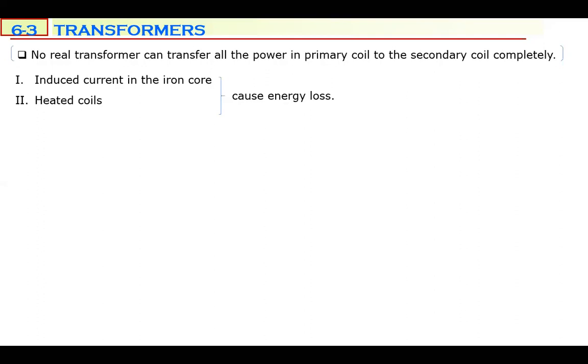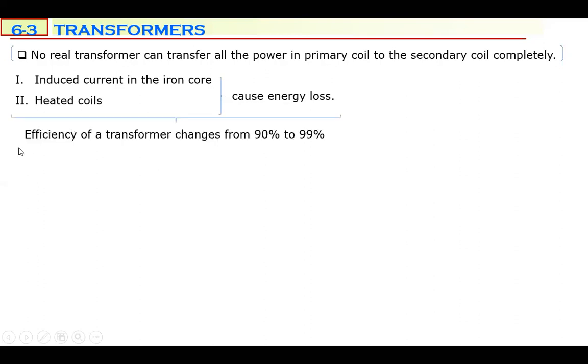There are two causes for them. These two causes are important. One of them is the induced current in the soft iron core, which is eddy currents. And the second one is that every coil has conductor wires, and every wire has a resistance, and that's why these wires will heat up. These two will cause energy transfer efficiency to be lower. For that reason, we say that the efficiency of the transformer cannot be 100%. It changes from 90% to 99%.